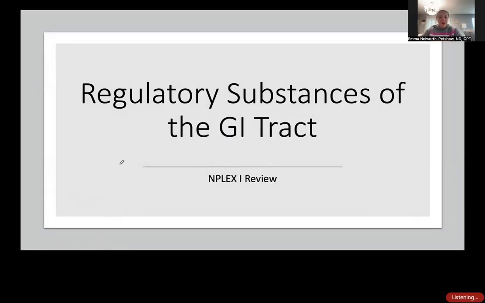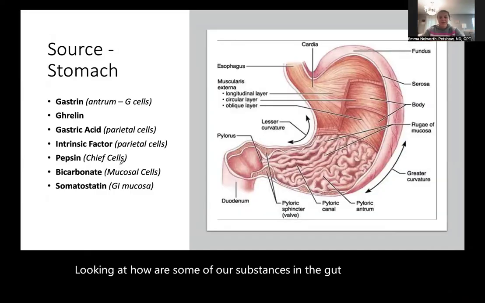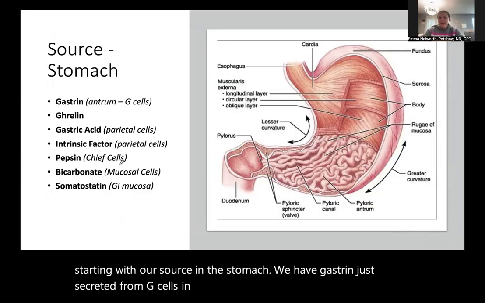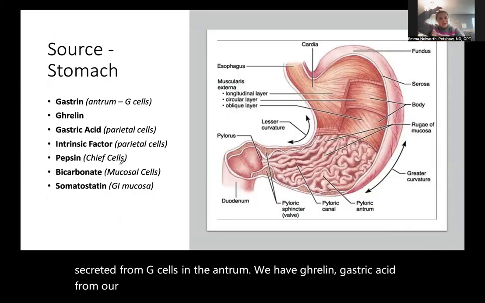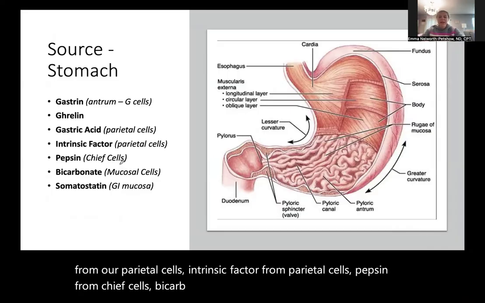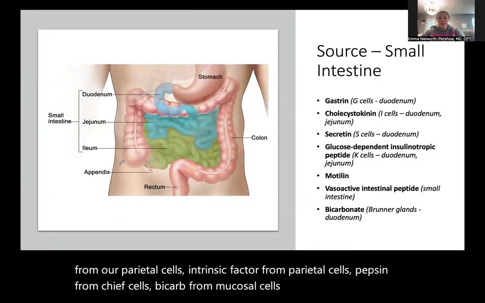Looking at how some of our substances in the gut are regulated, we can go through some of these regulatory substances, starting with our source in the stomach. We have gastrin, which is secreted from G cells in the antrum. We have ghrelin, gastric acid from our parietal cells, intrinsic factor from parietal cells, pepsin from chief cells, bicarb from mucosal cells, and somatostatin from our GI mucosa.